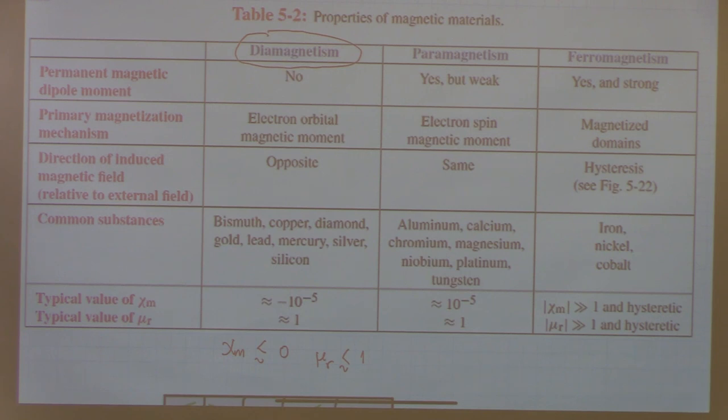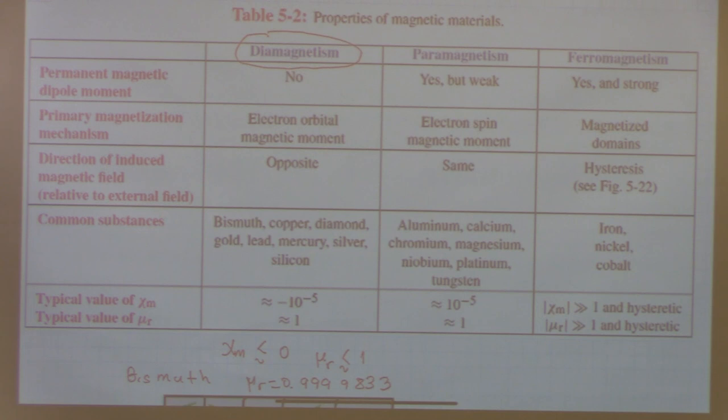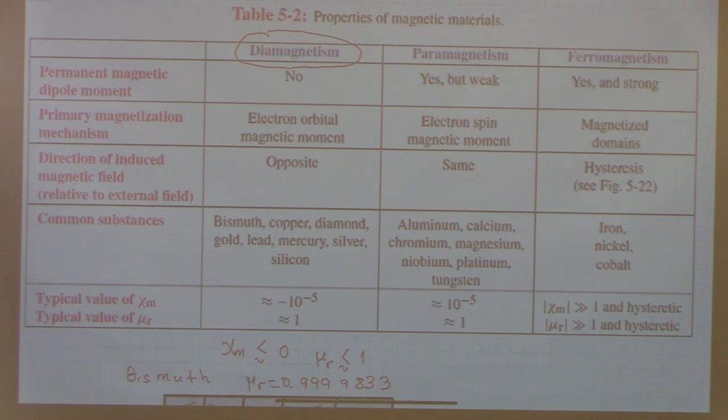So we have mu sub r's in the order of, let's say, for bismuth, mu sub r is 0.999998333. So it behaves more or less like vacuum, but a little bit less than vacuum, just a little bit. Okay? So bismuth, copper, diamond, gold, lead, mercury, silver, silicon are common substances. And the primary mechanism of this dipole moments is actually the orbital motion of electrons. So these dipole moments that we observe in these materials is mainly due to the orbital motion.